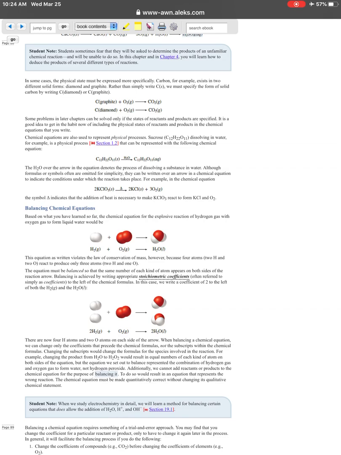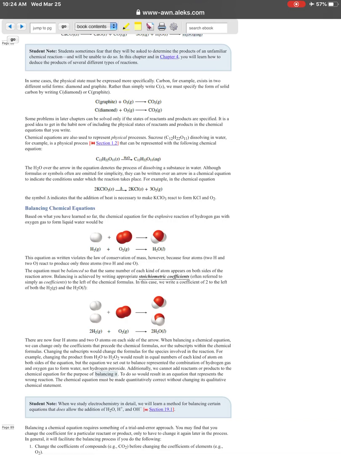In some cases, the physical state must be expressed more specifically. Carbon, for example, exists in two different solid forms, diamond and graphite. Rather than simply write C(s), we must specify the form of solid carbon by writing C(diamond) or C(graphite). C(graphite) plus O2(g) yields CO2(g). C(diamond) plus O2(g) yields CO2(g). Some problems in later chapters can be solved only if the states of reactants and products are specified. It is a good idea to get in the habit now of including the physical states of reactants and products in the chemical equations that you write.